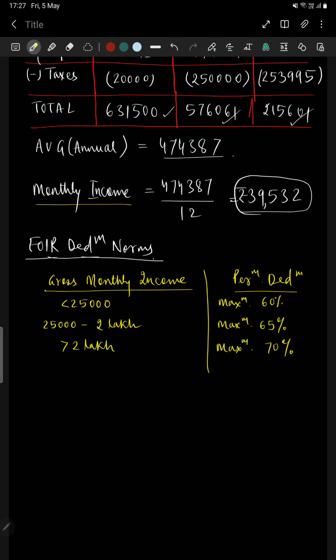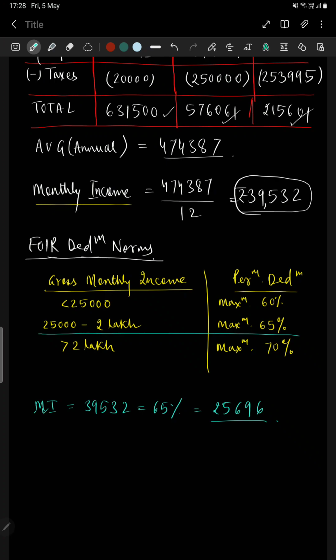It is 70%. Okay, so यहाँ पे हम क्या निकालेंगे? यहाँ पे हम निकालेंगे monthly income is 39,532. So it falls within the bracket of this 65%. So what we'll do is monthly income 39,532 and 65% of this, which comes down to 25,696. So this is the maximum deduction which can be allowed under this particular case.